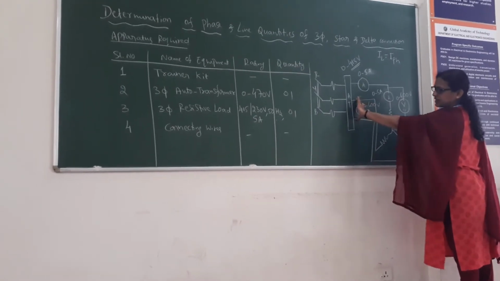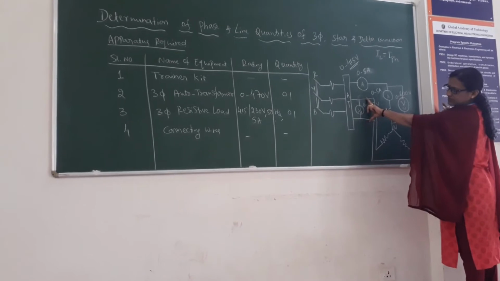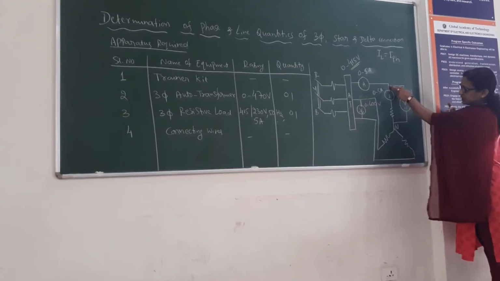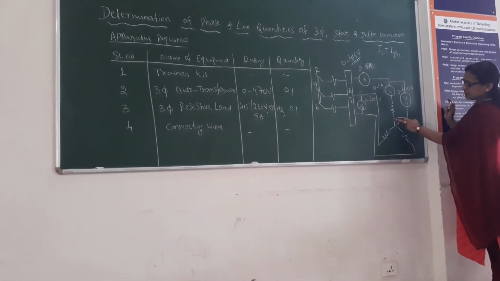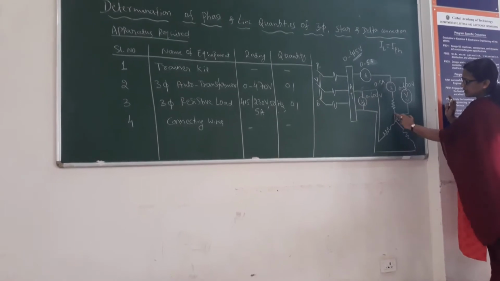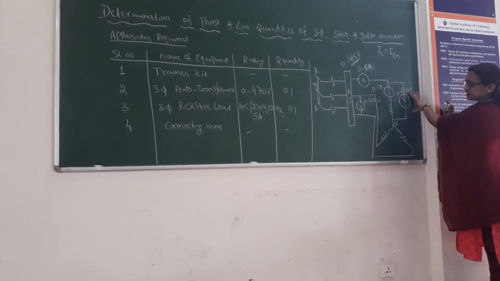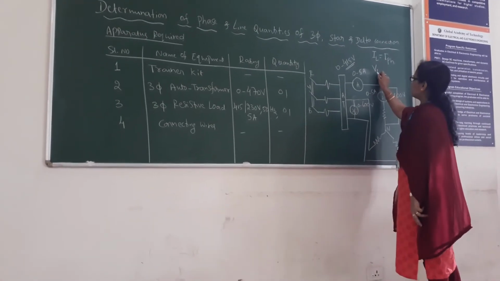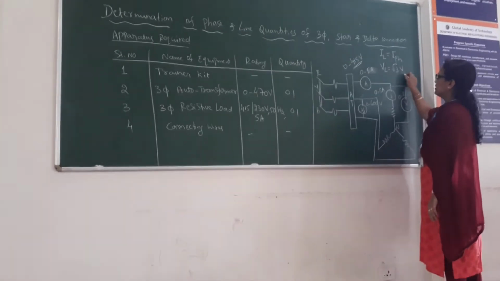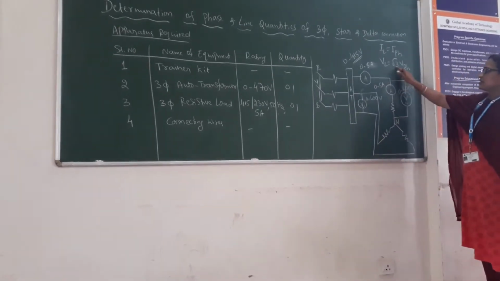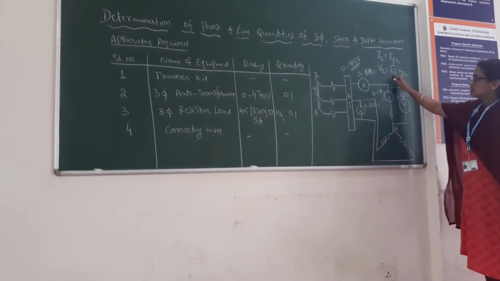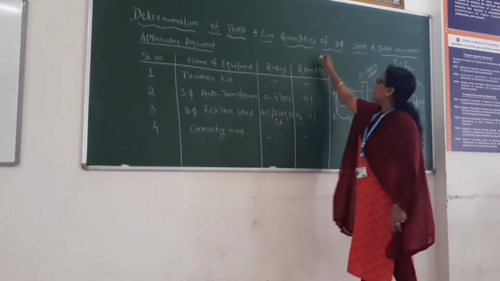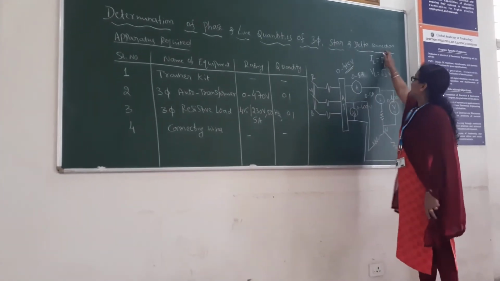See, here this voltmeter I have connected between the two lines. So this voltmeter reads the line voltage. Here this voltmeter I have connected between the line and neutral. Okay. So across this phase I have connected this voltmeter. So this voltmeter reads phase voltage. We know that in case of star connection, the line voltage is equal to root 3 times the phase voltage. That's what you are going to verify by determining the phase and line quantities of three-phase star connection.